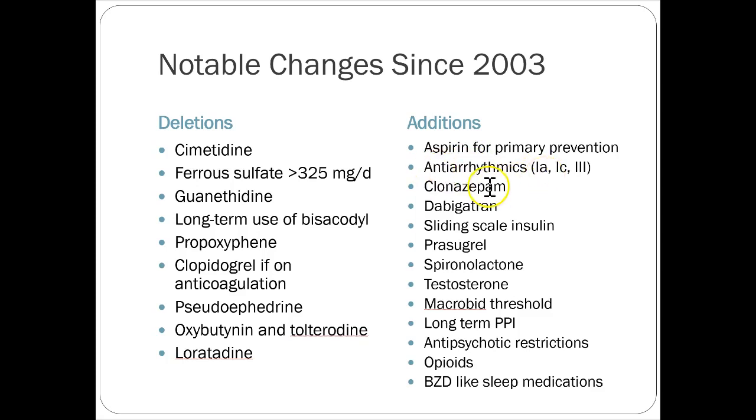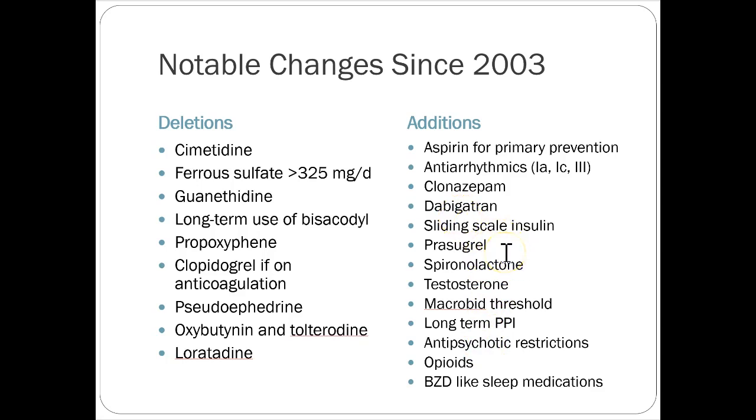Antiarrhythmics was added. Some of the benzodiazepines have showed up, like clonazepam. Some of the sleep-like medications, an example would be Ambien, or zolpidem is the generic of that, which we'll talk about later. They say don't use dabigatran, which is one of the newer anticoagulation medications, right? That's Pradaxa. I think the theory behind that is that there's no reversal agent, and it's not very well studied in elderly populations.